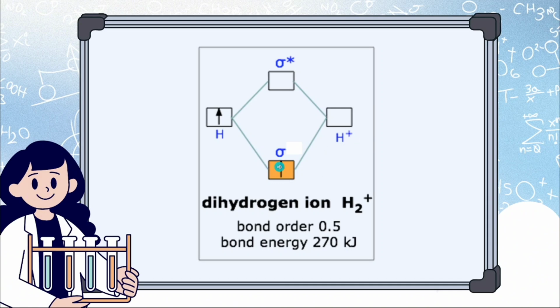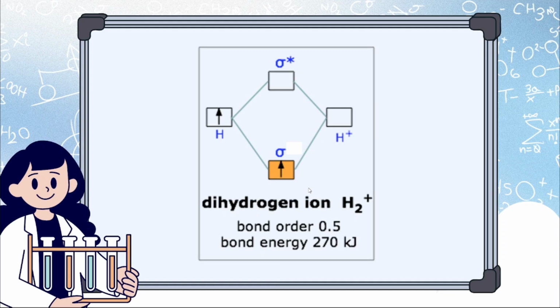The bonding strength: because the bonding orbital is only half filled, it provides enough stabilization to hold the two nuclei together. This stabilizing energy is about 270 kilojoules per mole, making the hydrogen ion a real, though short-lived, molecule. Even though it's technically stable, dihydrogen ions are highly reactive.